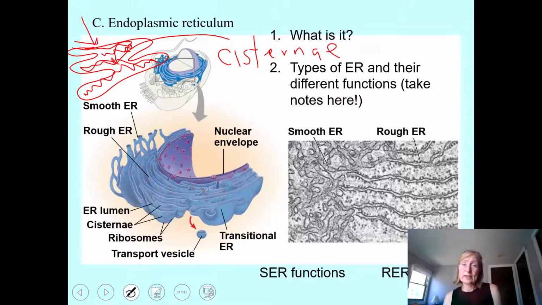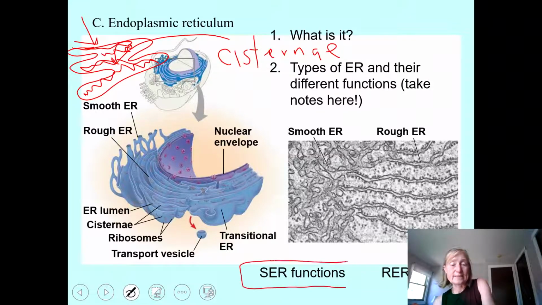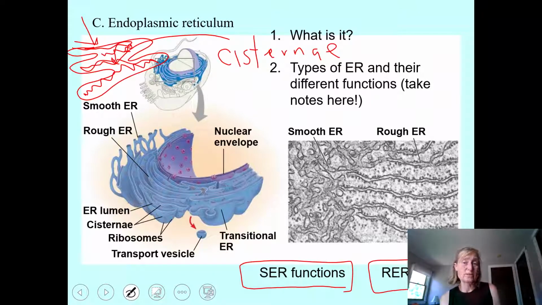Well, there are at least two different kinds of endoplasmic reticulum. Some of the endoplasmic reticulum we call the SER, or the smooth endoplasmic reticulum. The SER doesn't have ribosomes attached to it. The RER, the rough endoplasmic reticulum, has ribosomes attached to it. And remember what ribosomes do. Ribosomes are the site where proteins are synthesized.